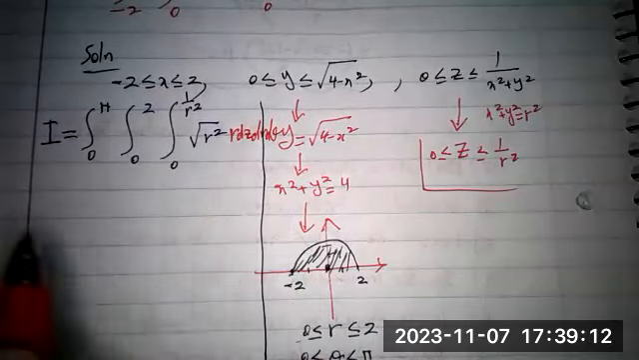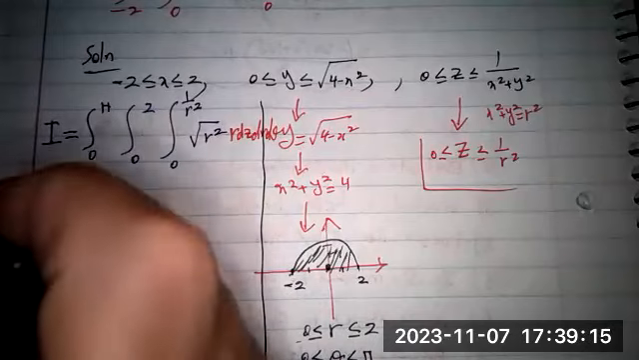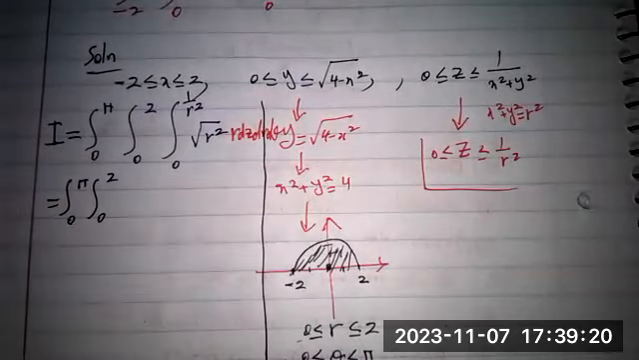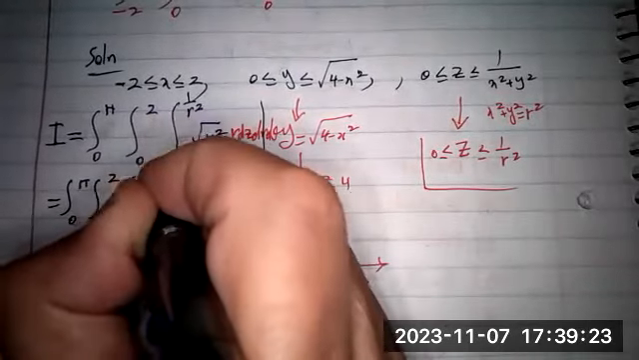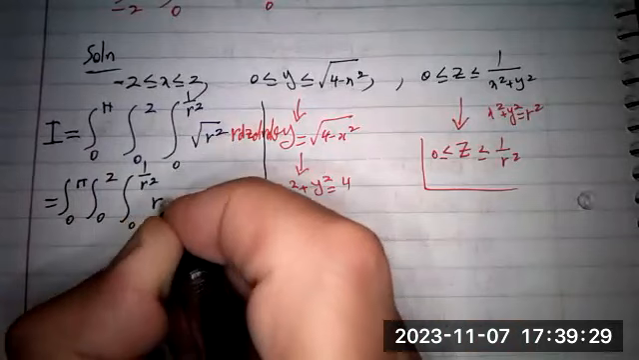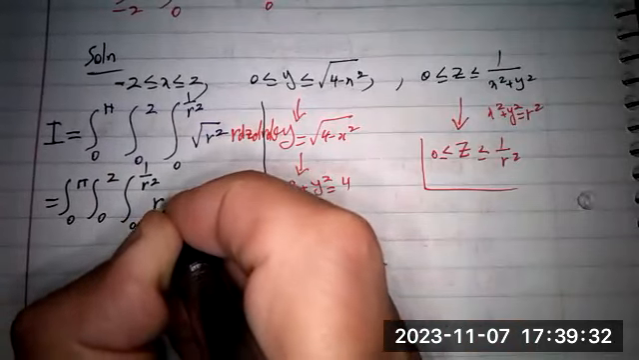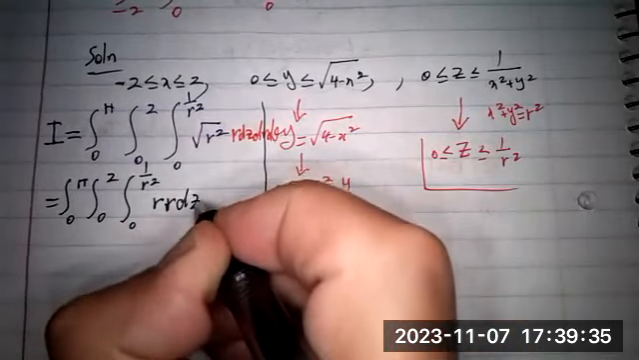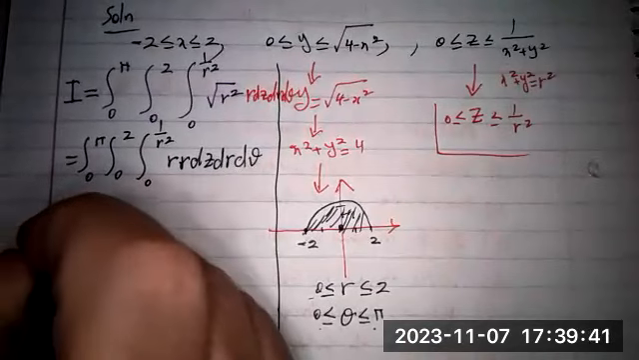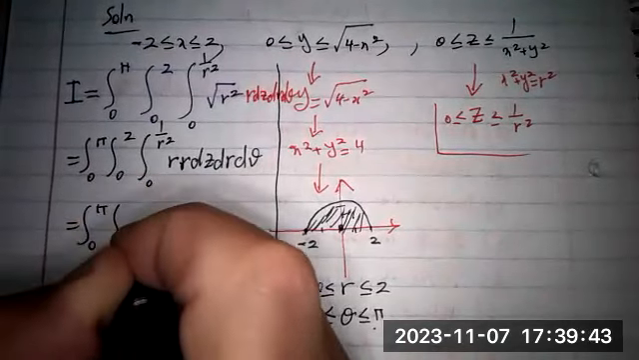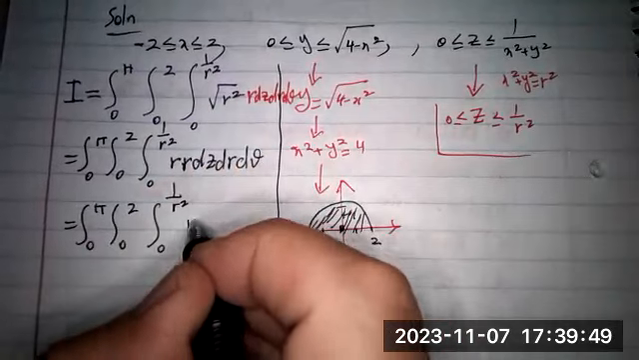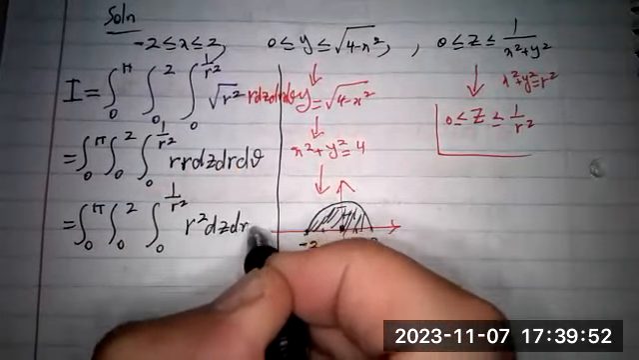Okay, radical r squared is just r, so I rewrite it: 0 to pi, 0 to 2, 0 to 1 over r squared. So this is r times r, and that's dz dr d theta. So it would be r squared, 0 to pi, 0 to 2, 0 to 1 over r squared, r squared dz dr d theta.